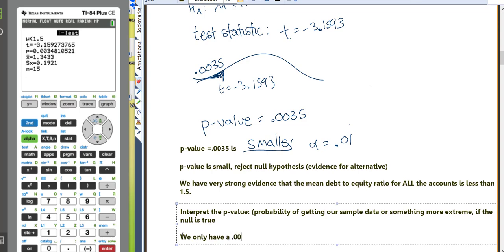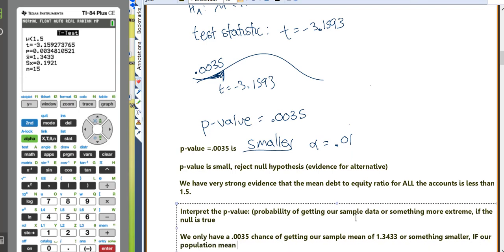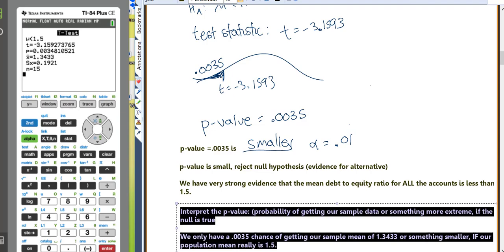we only have a 0.0035 chance of getting our sample mean of, let's see, our sample mean was 1.3433, or something smaller, because smaller values were more evidence that mu is less than 1.5, if our population mean really is 1.5. So we're saying we only had a 0.0035% chance of getting our sample mean of 1.3433, or something smaller, if our population mean really is 1.5. So that's what our p-value tells us.